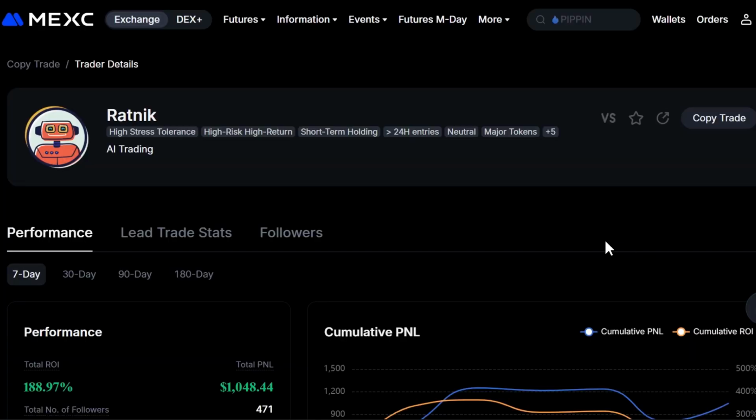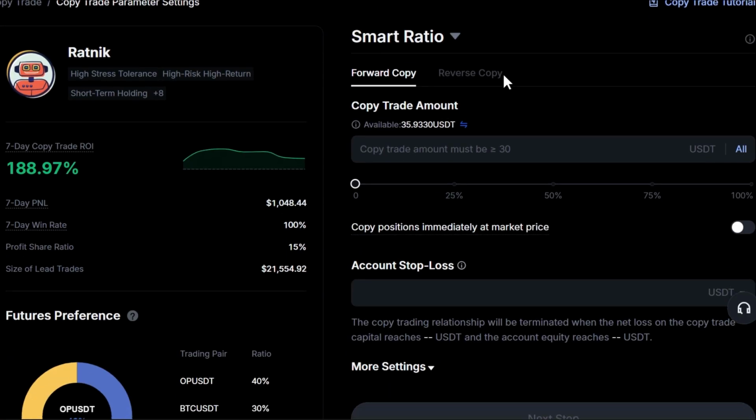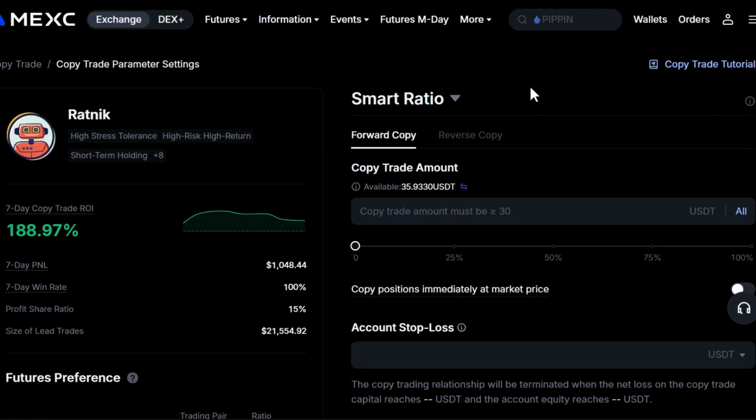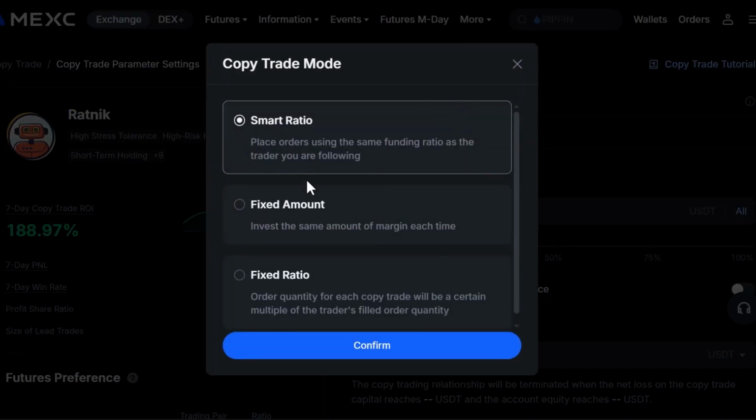Alright, so once you find a trader you like, click the copy trade button on the right side of their profile. Now this is where it gets interesting, because MEXC gives you a lot of control over how you copy trade. MEXC offers 3 modes: Smart Ratio, Fixed Amount, and Fixed Ratio mode. Smart Ratio lets master traders manage your portfolio risk with fixed ratio and optimized entry timing. This is recommended for traders new to copy trading, so if you're just starting out, definitely go with this one.